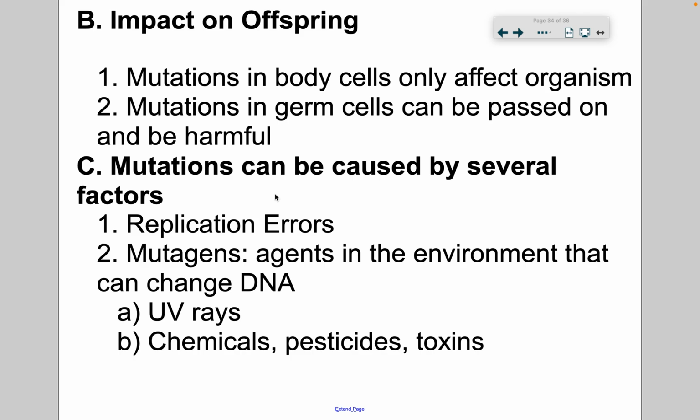Mutations can be caused by several different factors. Replication errors: during replication, maybe DNA polymerase doesn't catch them, and then it goes on copying those errors. Mutagens: agents in the environment that can change the DNA, like UV rays, chemicals, pesticides, and even toxins. So that pretty much does it for 14.4 mutations.